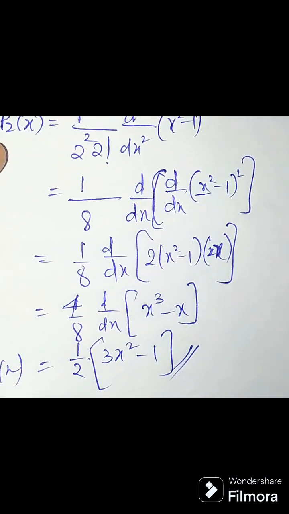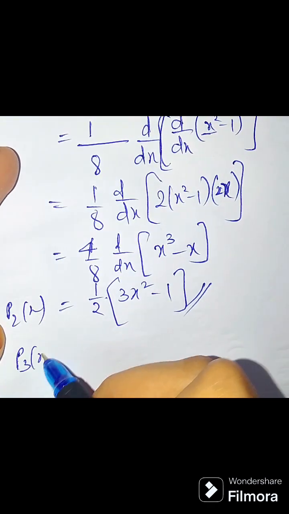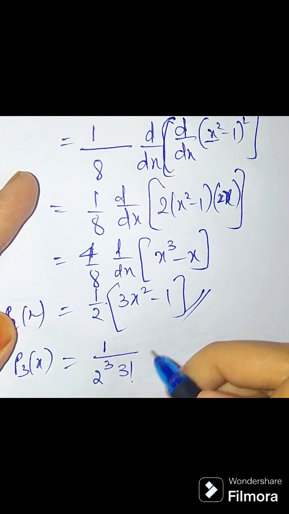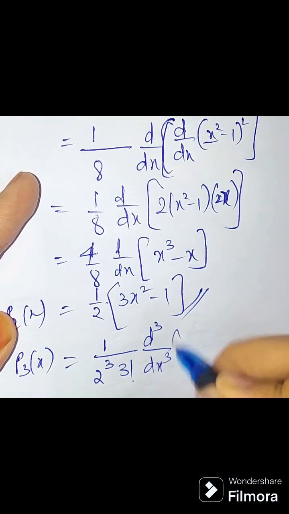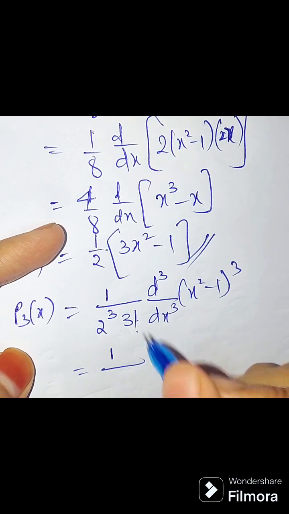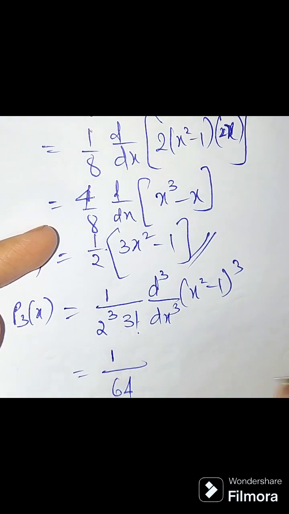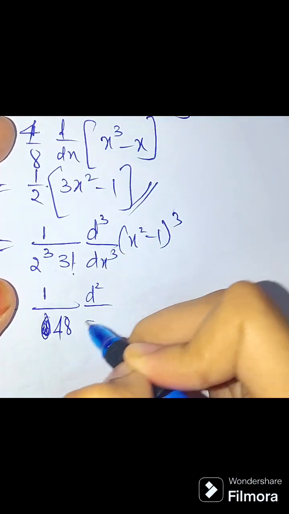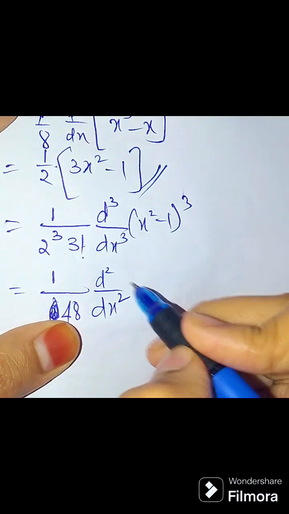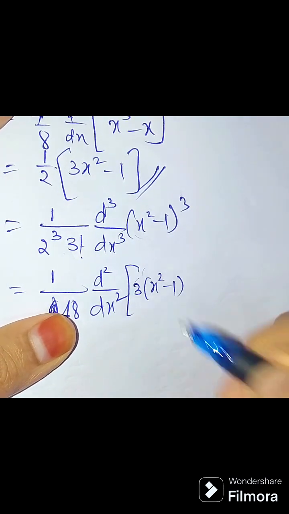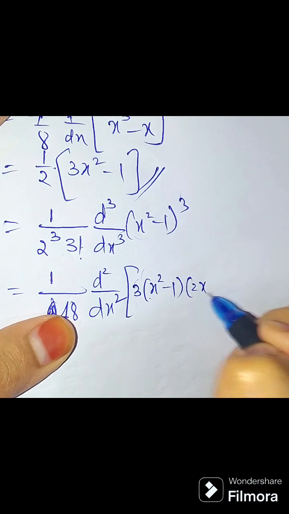Similarly, we'll find P3 of x also. This is only our 7 marks. We have to do all this. 1 by 2 cube, 3 factorial, d cube by dx cube, x square minus 1 whole cube, right? So how will we solve this? 2 cube is 8, 3 factorial is 6. So it is 64. Next. Sorry, that is 48. So now I'll do d square by dx square. So d by dx, directly I'll write the first derivative of this is 3 into x square minus 1. Inner derivative will be 2x, right? This is the x square. Okay.